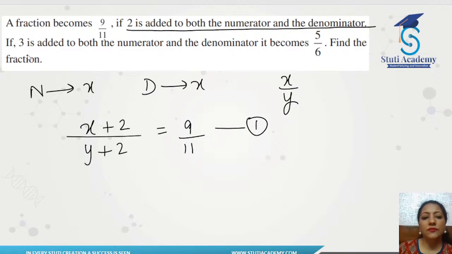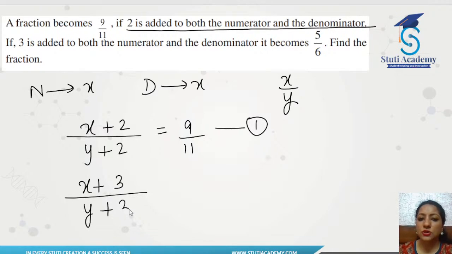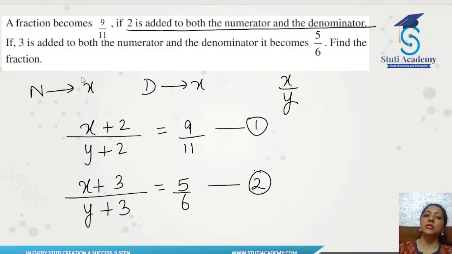In the second case, it's given to us if 3 is added to both numerator and denominator, it becomes 5 upon 6. So we are taking this original fraction and adding 3 to the numerator and denominator. So this becomes 5 by 6. We have to find the fraction here. That means we need to solve for the original x and y. Sorry, this is y. So we've taken in the original fraction the numerator as x and the denominator as y. So the original fraction is x upon y.